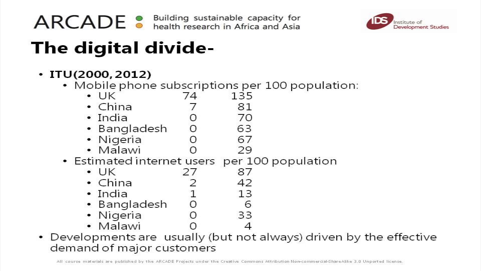Much lower take-up of internet services in these countries. In Malawi, 4 internet users per 100 population. Bangladesh, even with its high level of mobile phone ownership, only 6 people per 100. 13 per 100 in India, which is perhaps surprising. China has pushed ahead with internet access in most small towns and cities, so 42 per 100 there.